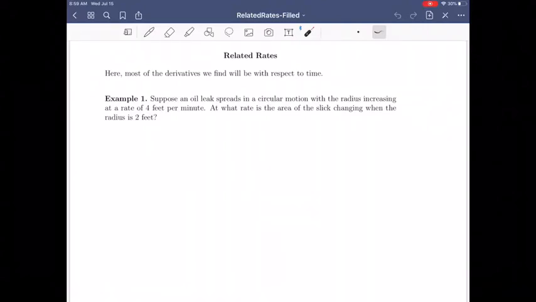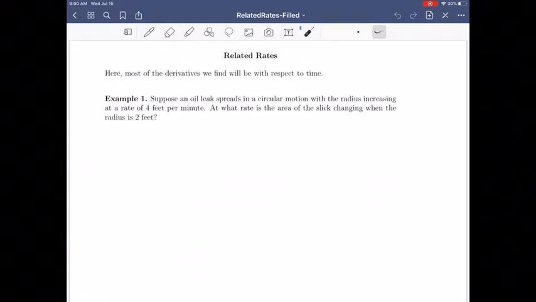In this video, we're going to be looking at another type of way to apply derivatives, and that's to look at how one rate of change might affect another rate of change. So we often have variables that are related, so if one changes, that's going to affect how the other one changes. Usually this is done over time. Most of our derivatives in this section are going to be with respect to time. And we call these problems related rates problems because the rates are related to each other.